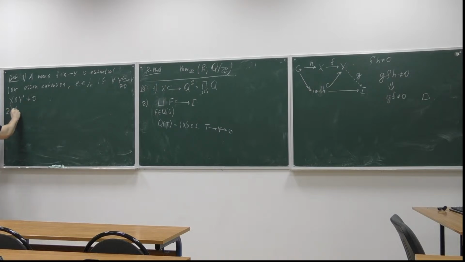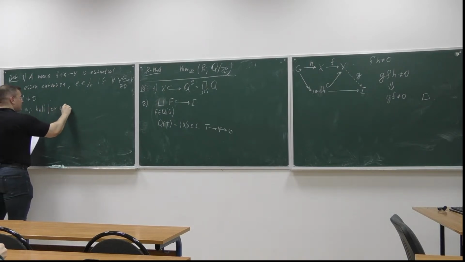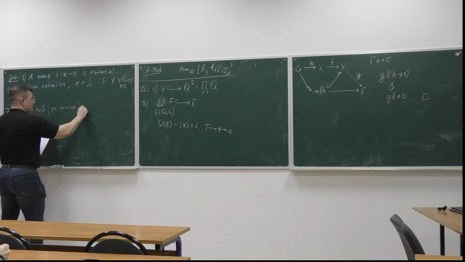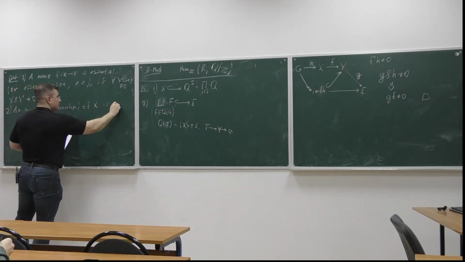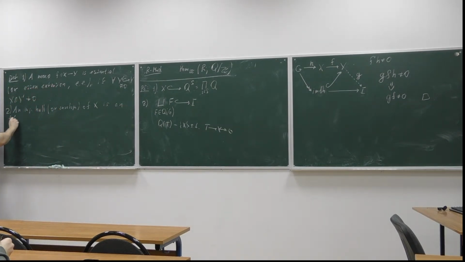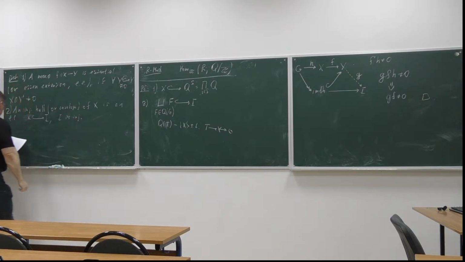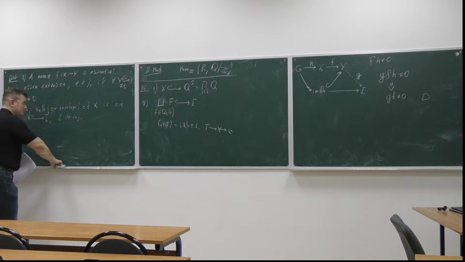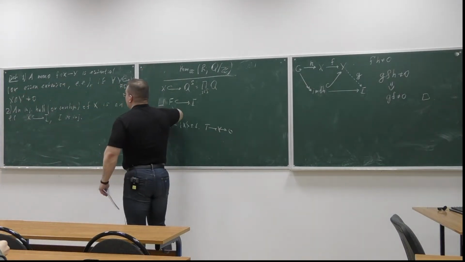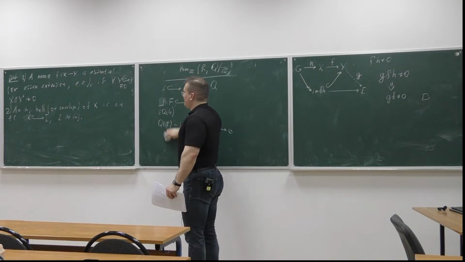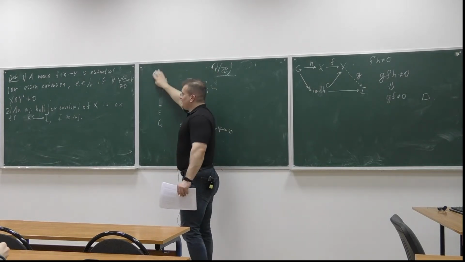And 2, an injective hull or injective envelope of x is an essential extension such that I is injective. Something like the smallest possible monomorphism.